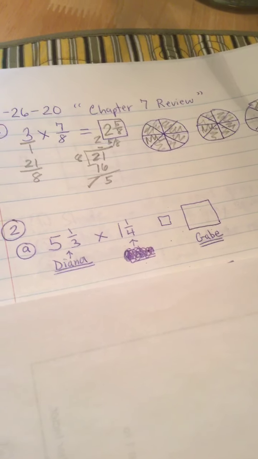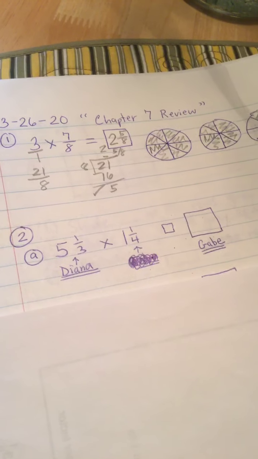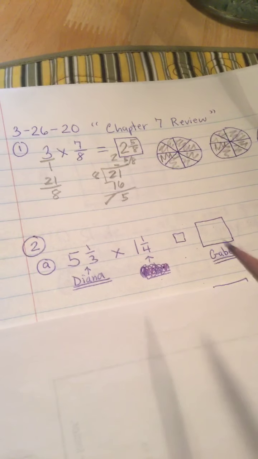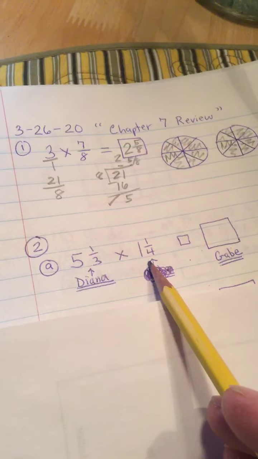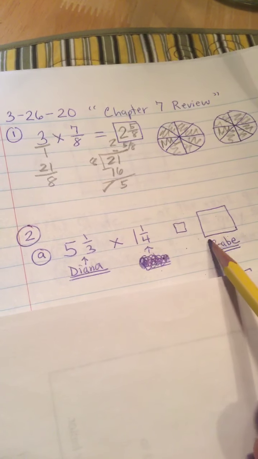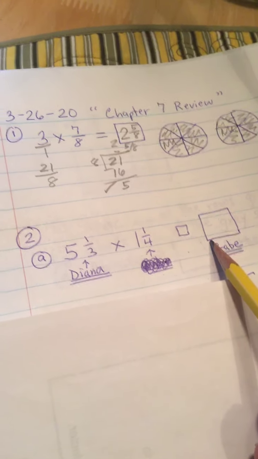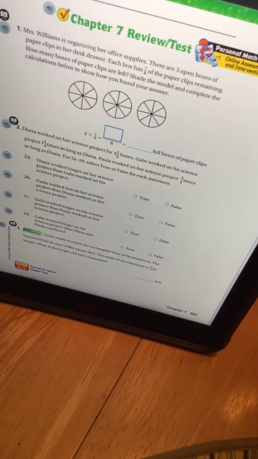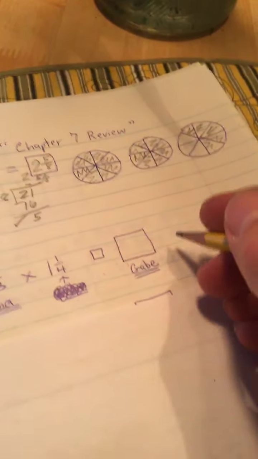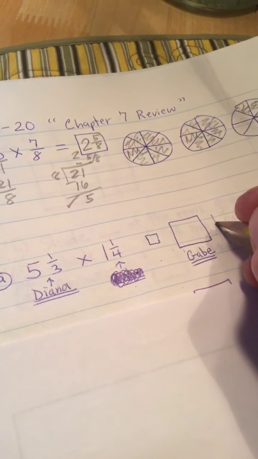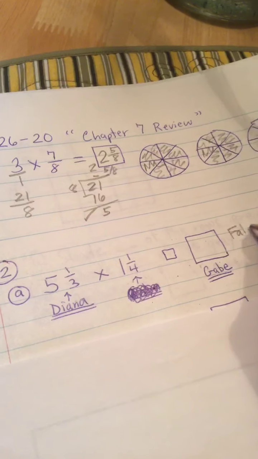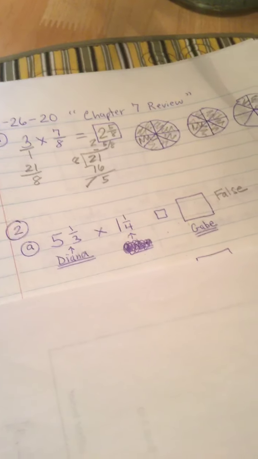Now, technically I don't have to solve it because I can just think about what happens when I multiply Diana's number by 1 1/4. Aren't I going to get an answer that's bigger than 5 1/3? So if it says here Diana worked longer on her science project than Gabe worked, that would be false. Okay? Now, the answer is false, and I'm going to write it on the side over here, but I'm going to solve it to prove it. So if you're ever not sure, you can always go through and solve this problem.